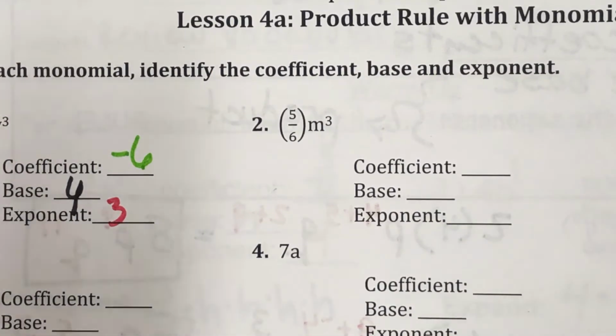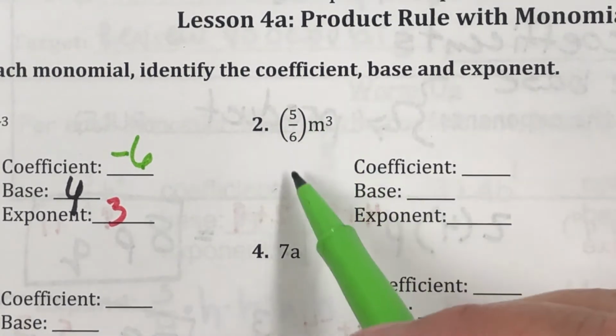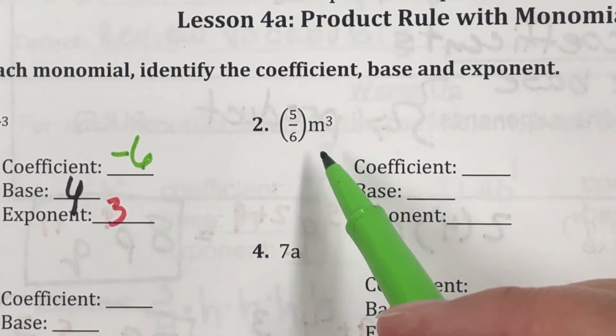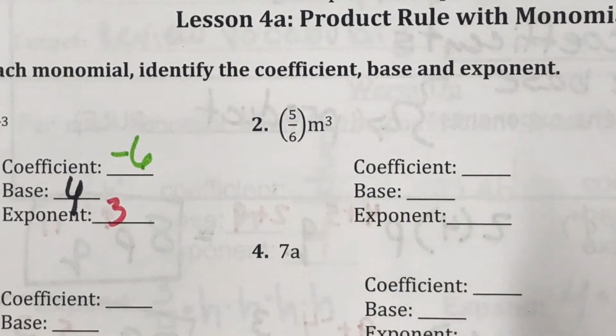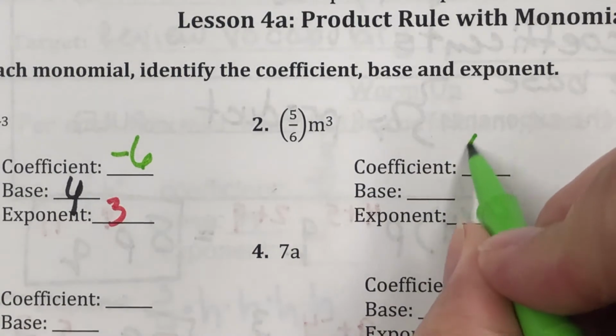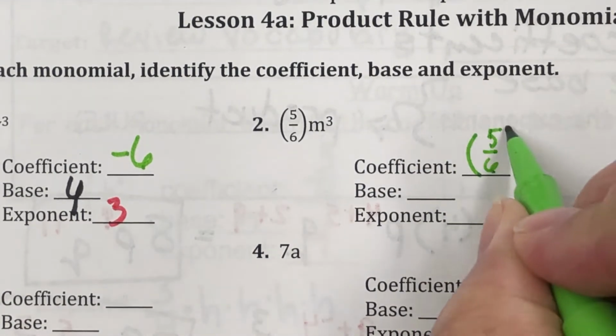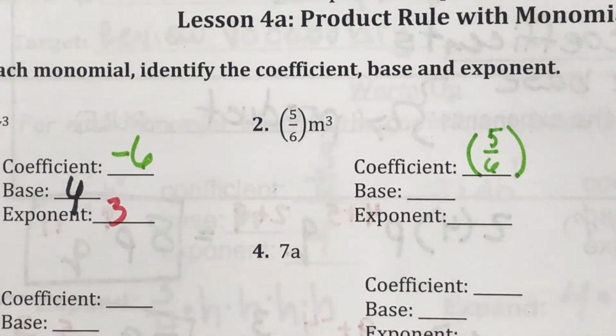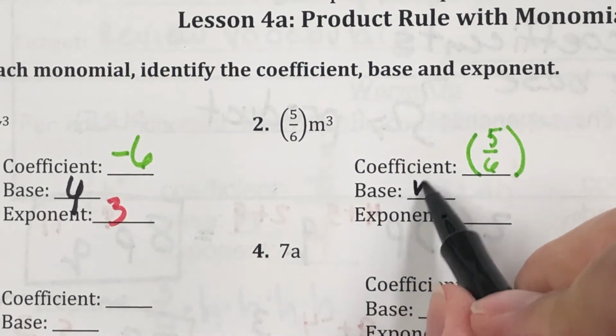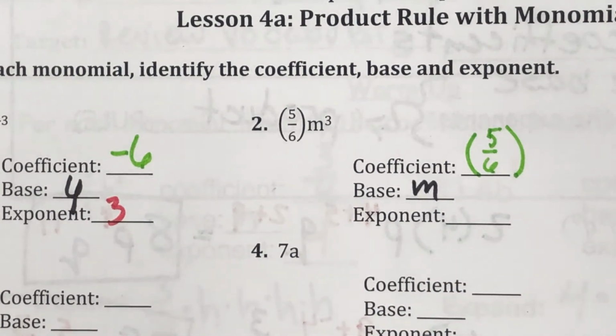All right, for number 2, you'll see that the coefficient is in parentheses. That means you're multiplying the entire fraction times the base. I'll explain more about those parentheses and fractions later, but if they're there, that means it's the whole fraction, 5/6, in parentheses, keep it that way. The base is m, and the exponent is 3.